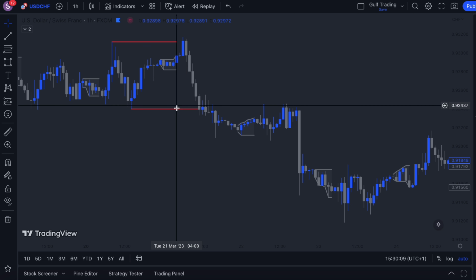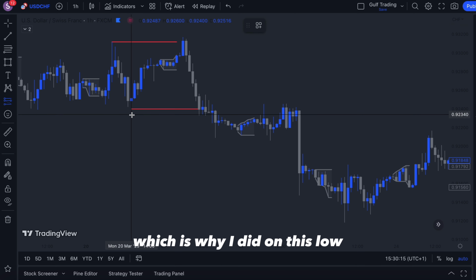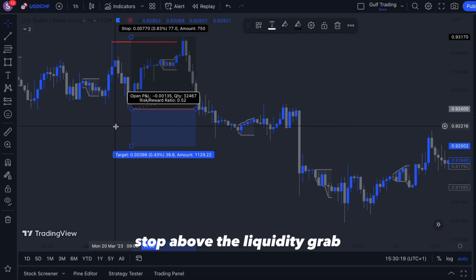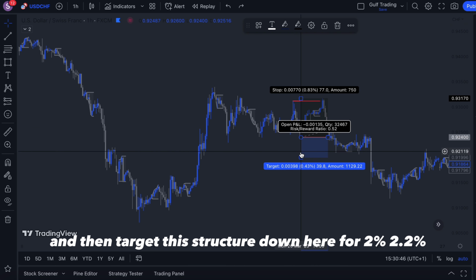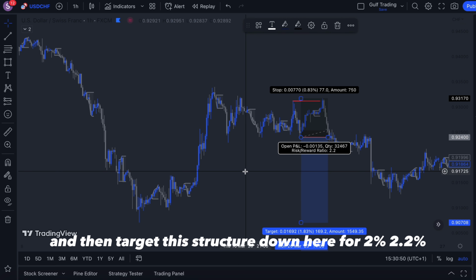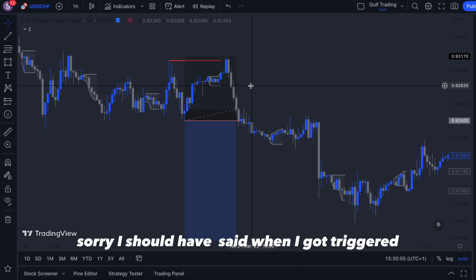If that's what you want to do consistently, you won't get as many setups, but they will have higher risk reward. But what else you could do is just place your sell limit, which is what I did on this low. Stop above the liquidity grab, and then target this structure down here for 2%. 2.2% it was in the end, and it played out nicely. Sorry, I should have said when I got triggered.